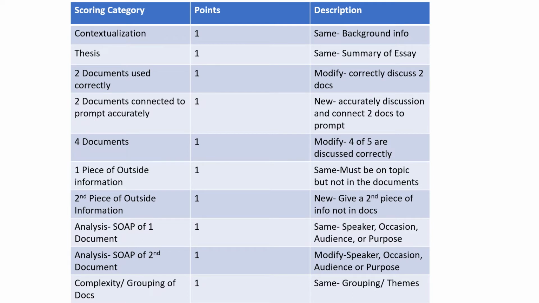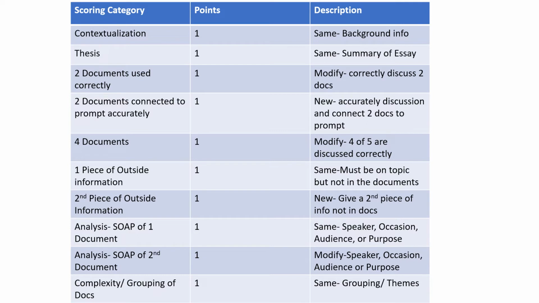So what we're going to do is we're going to still do SOAPs on as many documents as you can. I want you to do SOAPs on at least 4 documents, okay? So if you don't do it on 5, because of time, we're going to be in a little bit of a time crunch. But if you're like, well, how am I going to get this 2 documents connected to prompt accurately, you know, beyond discussion? SOAPs can also help into that. So they're giving 1 point for doing a SOAPs on a document, speaker, occasion, audience, or purpose accurately. Remember, you do that after document discussion. So you say the speaker is, the occasion is, the audience is, or the purpose is, and you go into it. And then they're giving a 2nd point for doing SOAPs on another document. The speaker is, the occasion is, the audience is, the purpose is, okay?